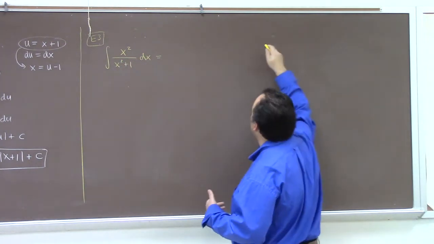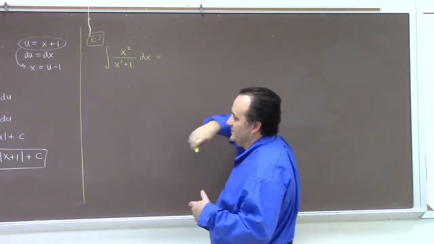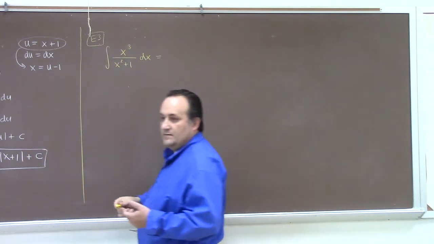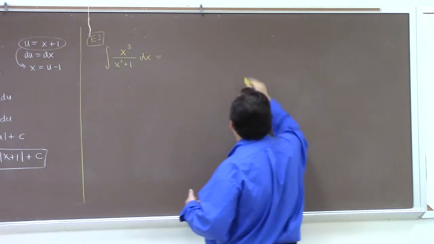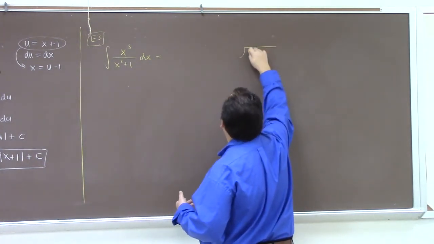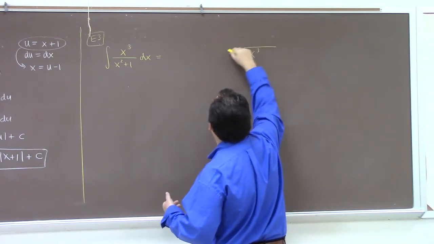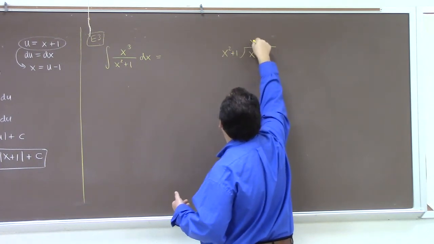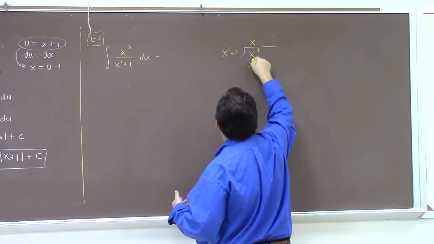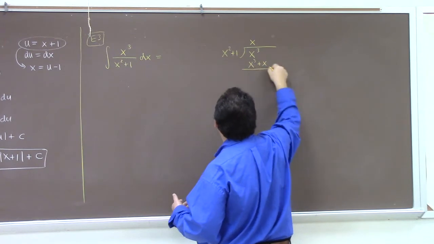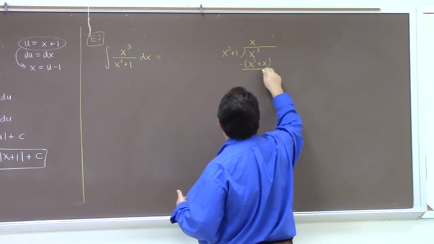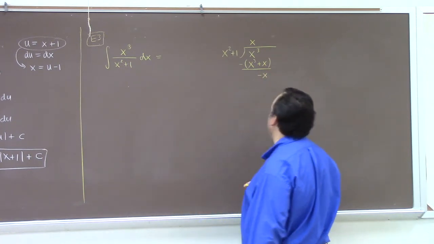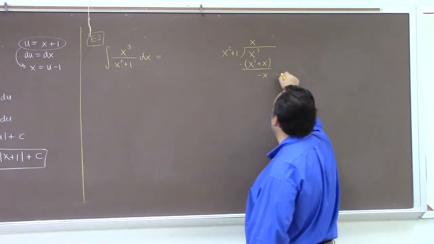So here, let me make this more exciting. It could have been x cubed, all right? If I had an x cubed there, I would do this. I say, okay, I've got x cubed. I'm trying to divide x squared plus 1 into it. So what do I do? I've got to put an x, right? And that gives me x cubed plus x. I have to subtract that, which gives me minus x. So at this point, that's the remainder.